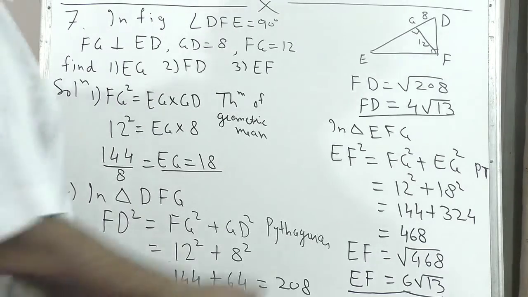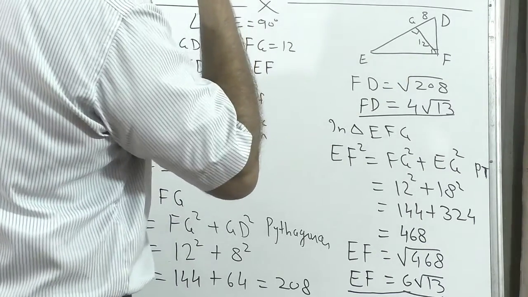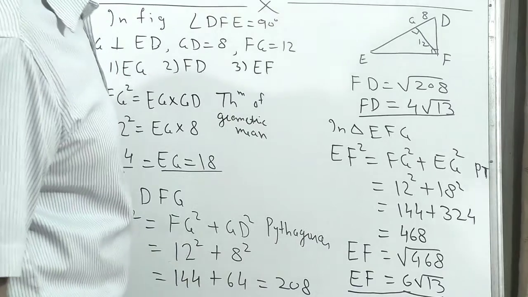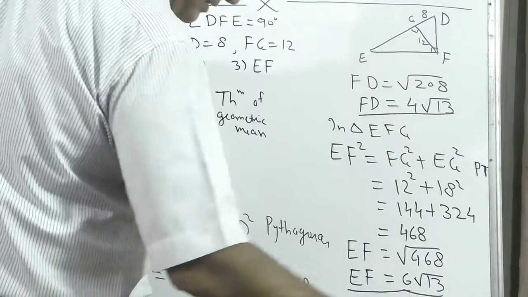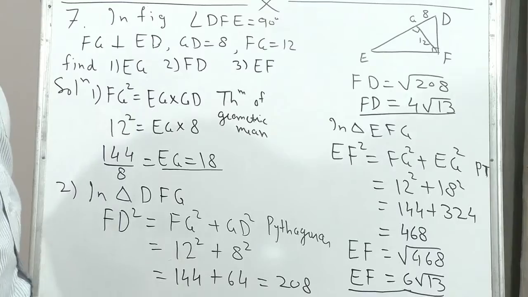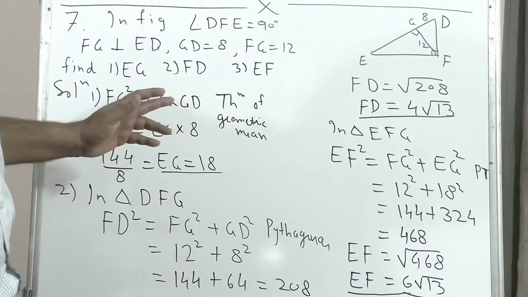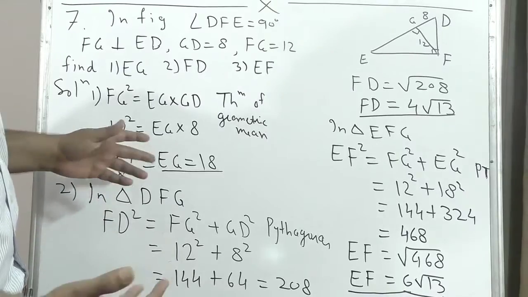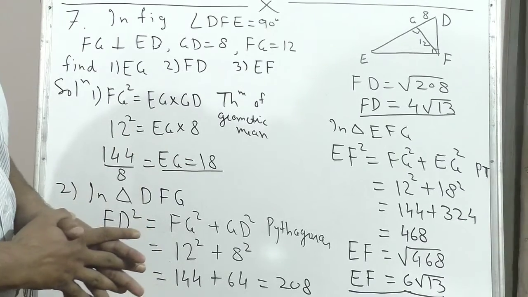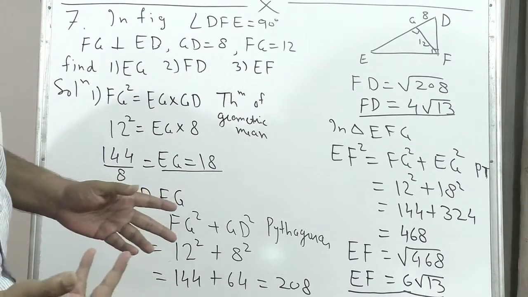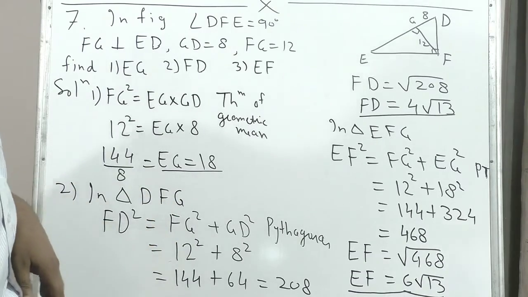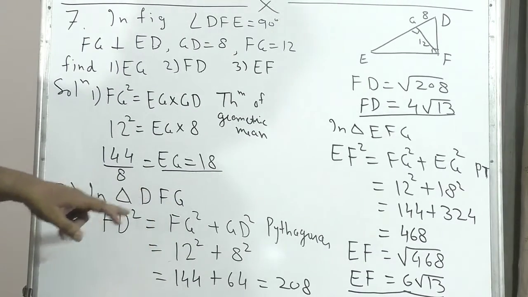Now EG is 18. See, now you can use similarity in right angle triangle or independently Pythagoras. It's your choice. You can use whatever you want. So I am going for Pythagoras. You can go for similarity in right angle triangle also. Okay. See, in triangle DFG.